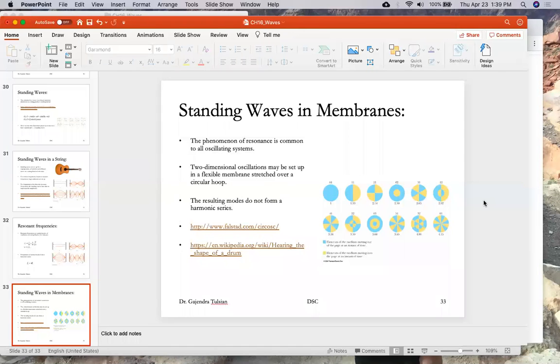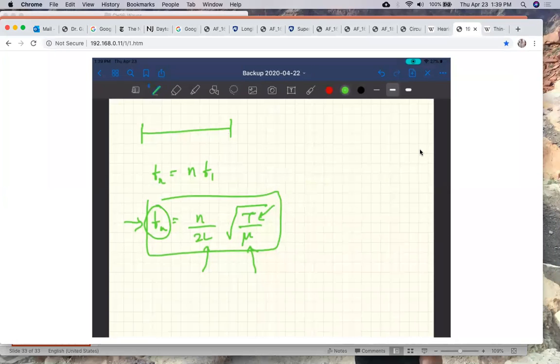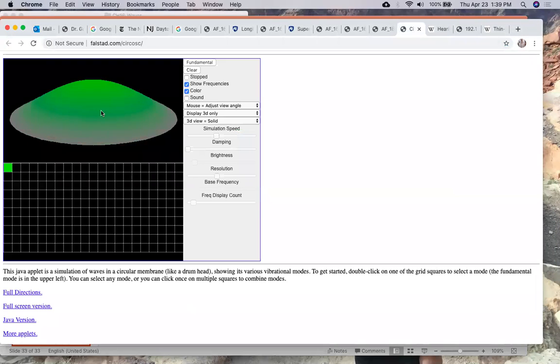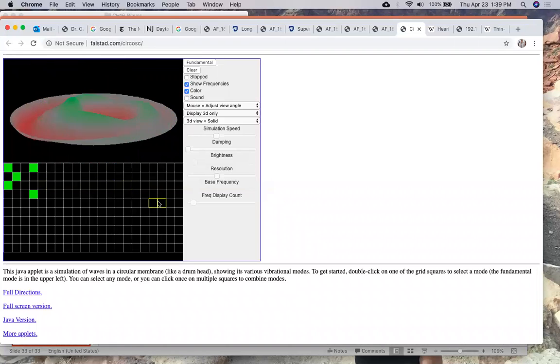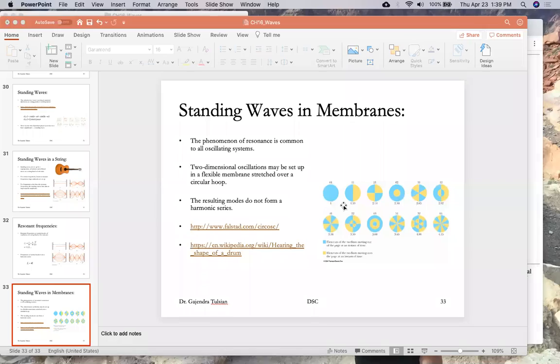And let me show you how a drum head vibrates. So there's the lowest frequency. And as you hit different spots, and so there's the non-vibrating drum head. Here's a different mode. Okay, again. So as you hit different spots on the drum head, you set up different modes. So go and play with the simulation. It's quite cool. Those are the different modes of vibration of the drum head, and they do not form a harmonic series.